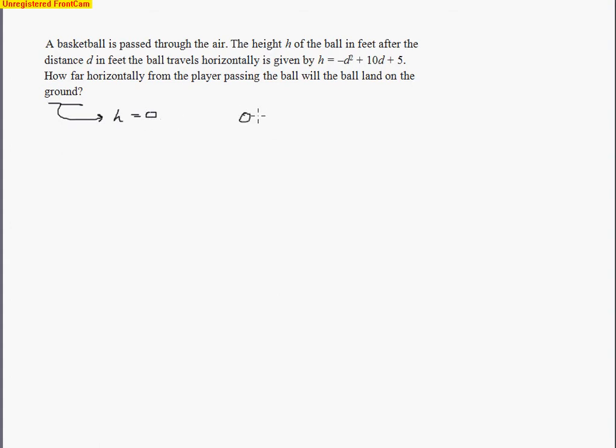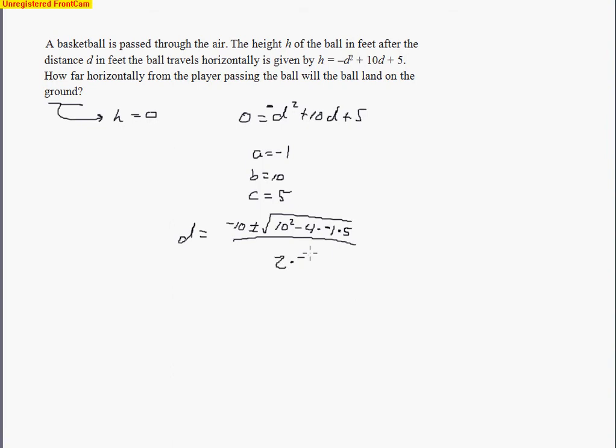So now we know, and we go ahead and substitute in. We got -d squared plus 10d plus 5. So our a value ends up being -1. Our b value is 10, and our c value is 5. So we substitute into the formula. This time we're solving for d, so I'll write d this time instead of x, equals -b, so the opposite of b is -10, plus or minus the square root of b squared, so 10 squared, minus 4 times a, which is negative 1, times c, which is positive 5. And it's all over 2 times negative 1.